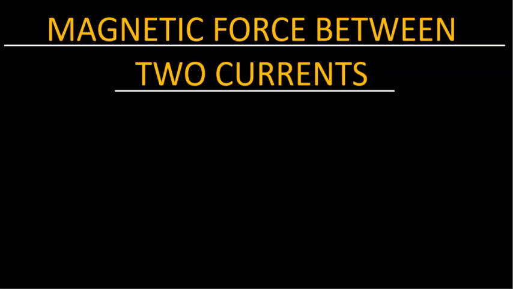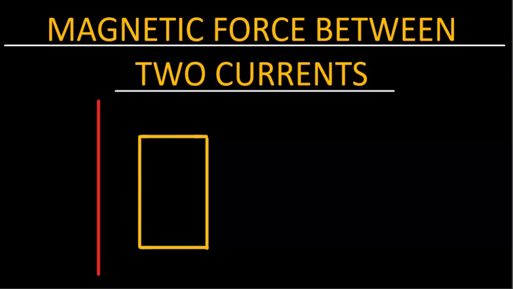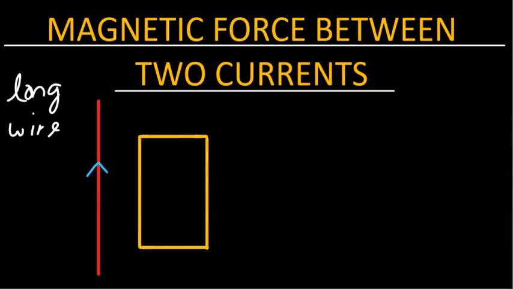Let's look at a case of how to calculate magnetic force between two current-carrying conductors such as this one. What you have here is a long wire on the left carrying a current, let's say I1, in the direction shown, and you also have a rectangular loop carrying current in that direction.